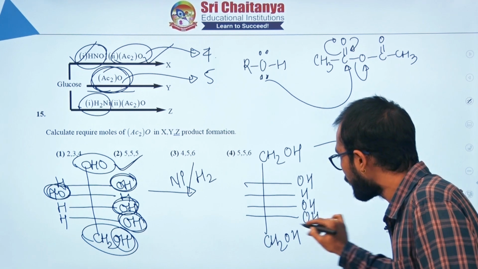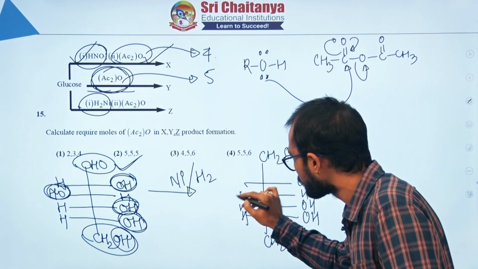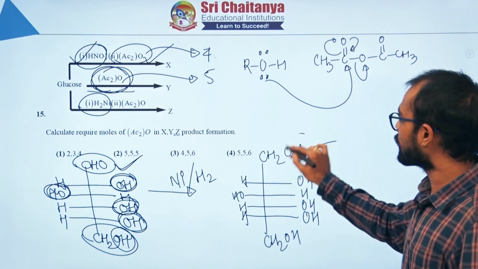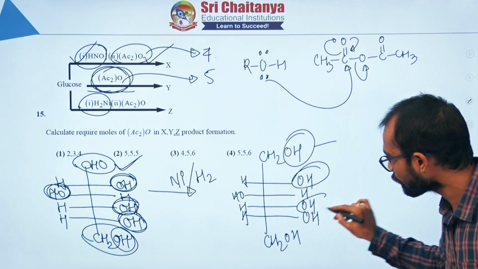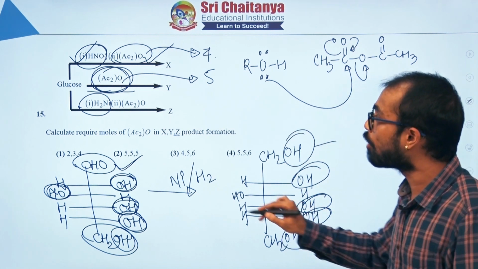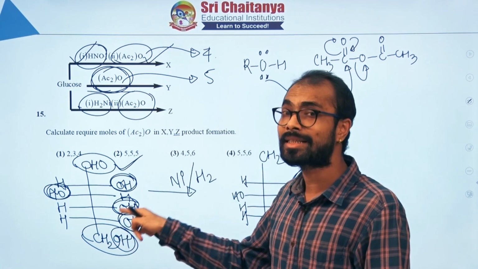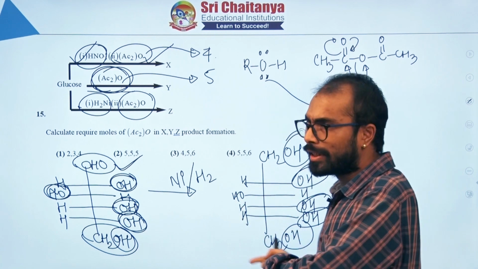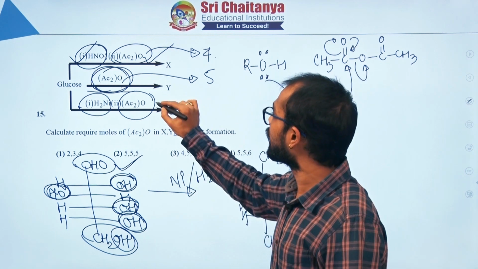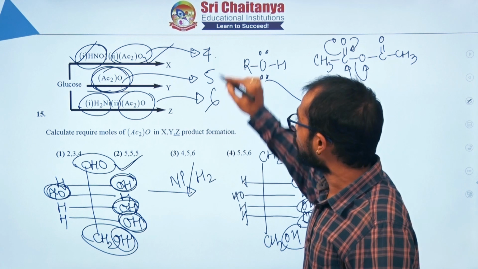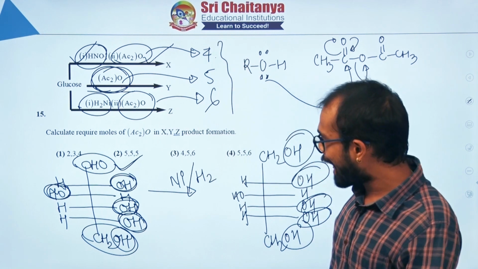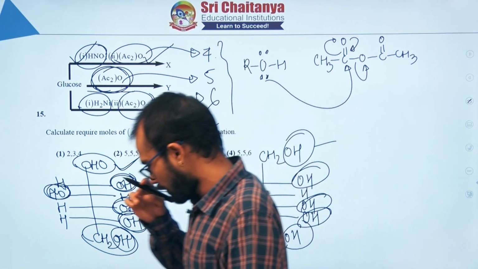So, now you see how many OH groups you find? We find 6 OH groups. So, how many Ac2O molecules will be required per molecule? For 1 mole it requires 6 moles. So, here the answer will be 6. So, 4, 5, 6 is what I need to see, and that is my option 3.